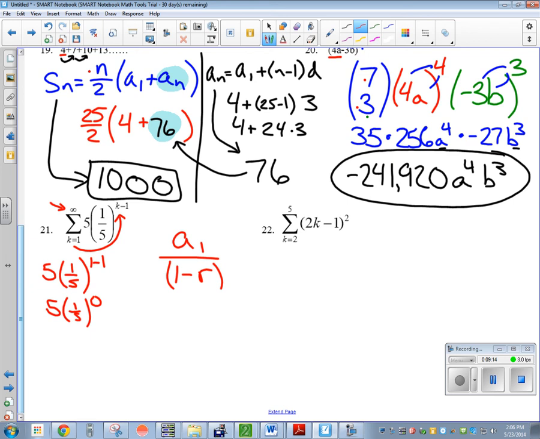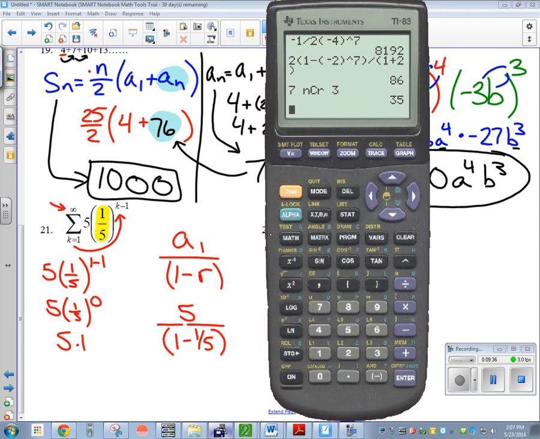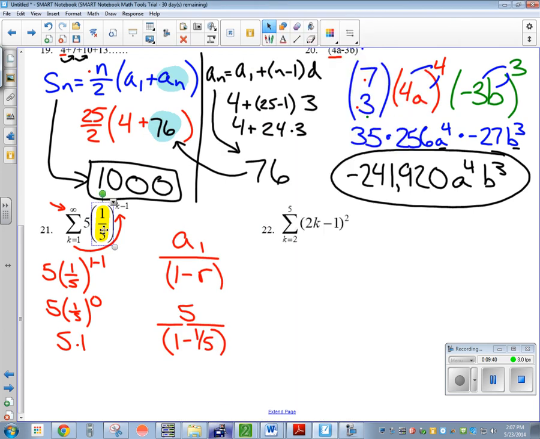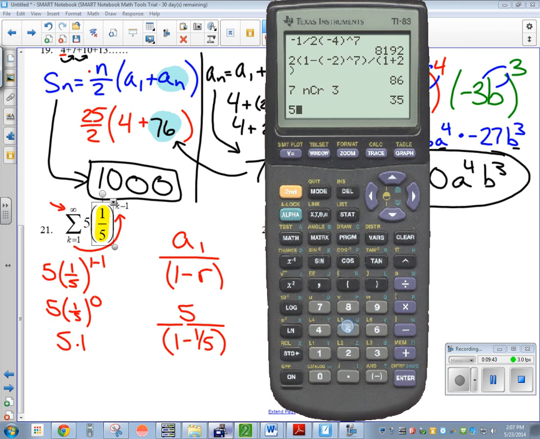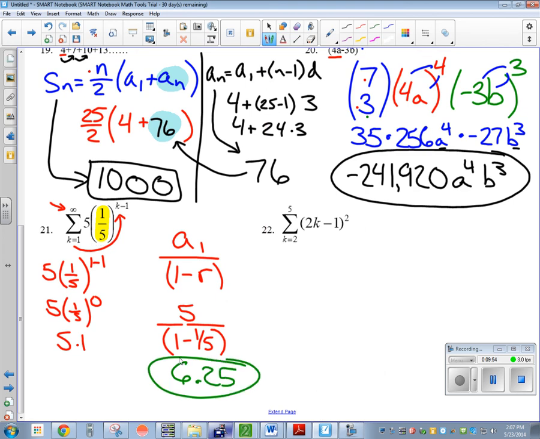Times 1, which tells me my a sub 1 is 5. On bottom, it's 1 minus my ratio. Remember, whatever is being raised to a power is my ratio, so it's 1/5. The reason this problem converges is because the ratio is less than 1. If that right there was greater than 1, then it would not converge, it would diverge. I just take this and type it in. 5 divided by 1 minus 1/5. Close it, enter. My sum is 6.25. That is the answer to that question.